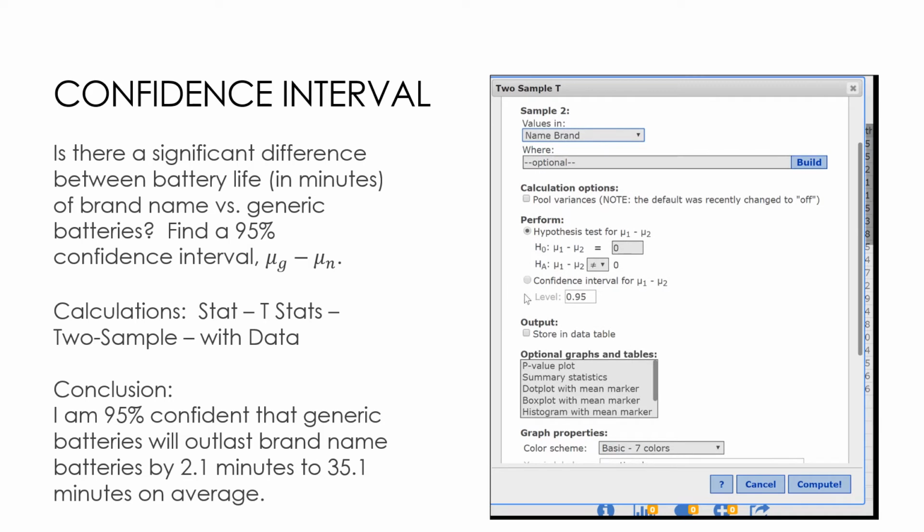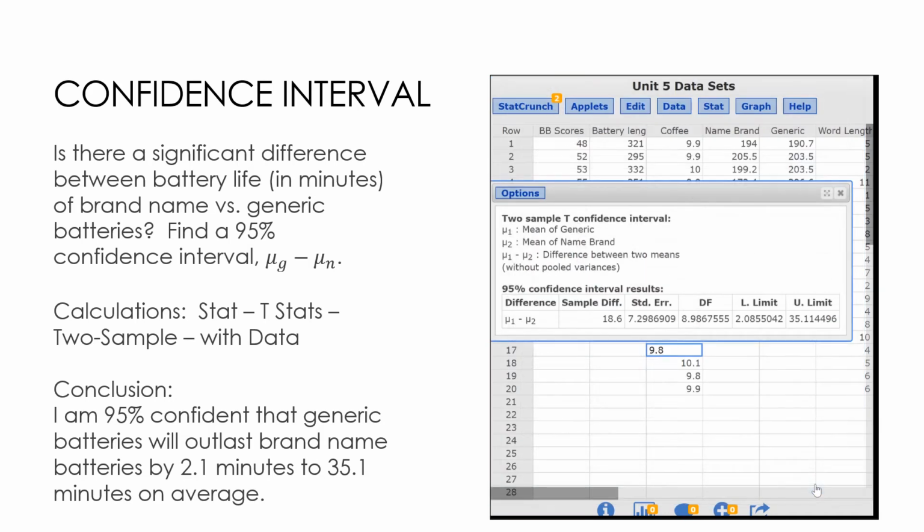And then I'm choosing a confidence level of 95% and compute. And these are the values that I come up with. So what do those values mean? It means that I'm 95% confident that generic is outlasting name brand batteries by between 2.1 minutes and 35.1 minutes on average. Again, when you're dealing with means, you should be labeling. It's not just a percent anymore. Now we're dealing with an actual label that we should be using.